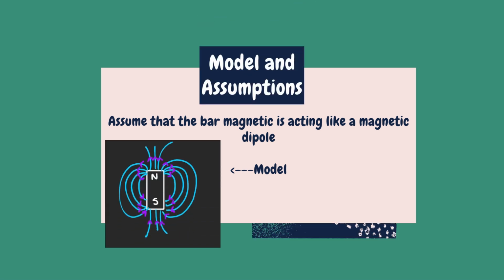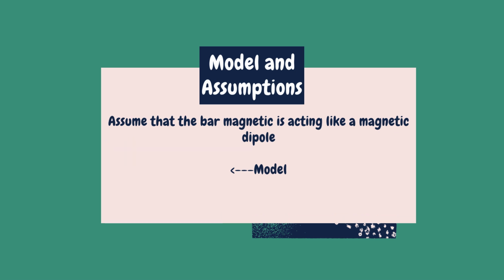So there are some things that we're going to be assuming. We're going to assume that the bar magnet is acting like a magnetic dipole. This is really helpful because bar magnets typically are like this anyways, but I actually drew a model here of what it would look like, the magnetic field of this bar magnet, and so this will hold true later.